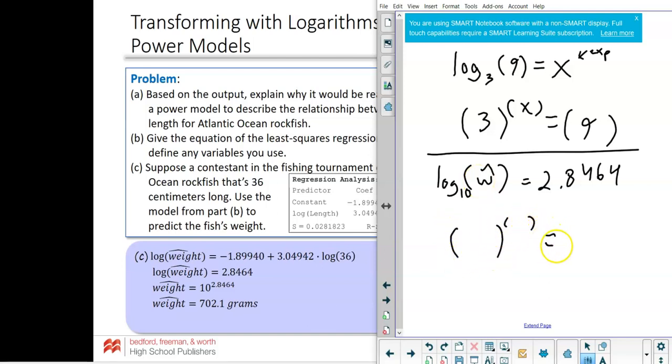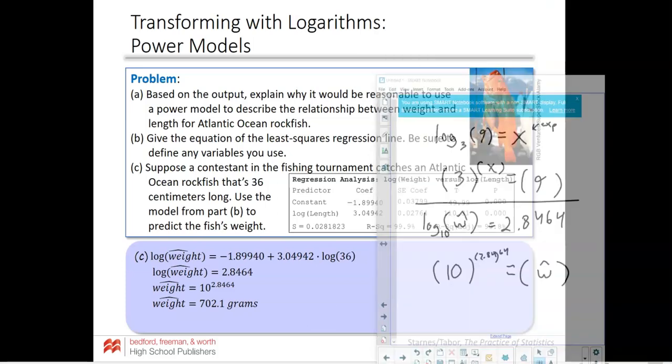To do that, you're going to put the base, which is 10, down low. The exponent's always on the other side, so it's got to be this 2.8464. And then the W hat, predicted weight, would be over there. And that's what they did. They didn't show all that work. But they basically said, okay, predicted weight is 10 to the 2.8464, and then they typed that in the calculator to get an answer of 702.1 grams.